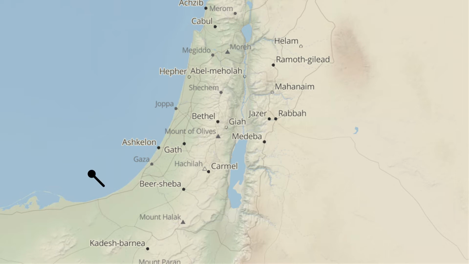Also note in the south, once you get down to Kadesh Barnea, that's what's known as the Negev, an area that becomes gradually more desert-like. And if we go due south of this map, we're in the Arabian Peninsula. And if we go due southwest of this map, we're in the Sahara Desert once we get away from the Nile River delta in northern Egypt.